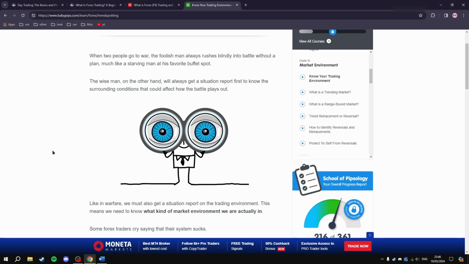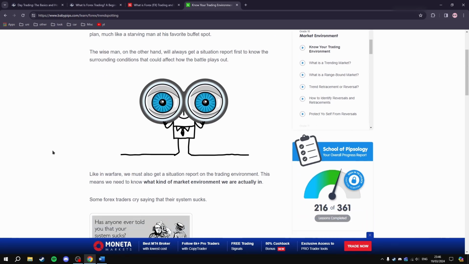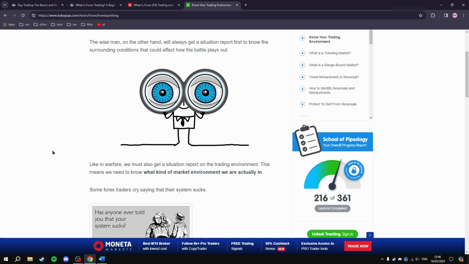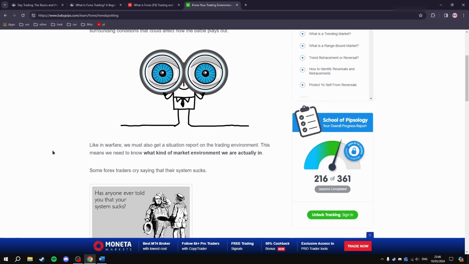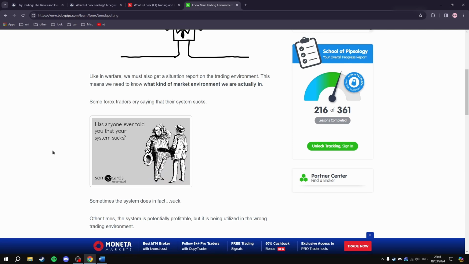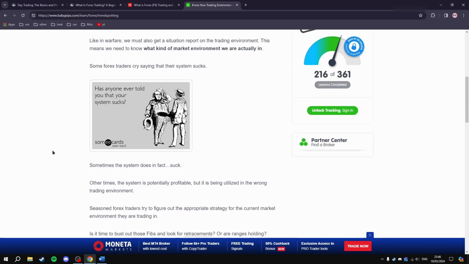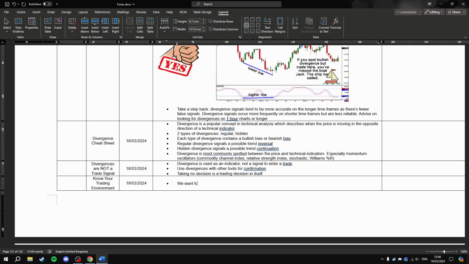When two people go to war, the foolish man always rushes blindly into battle without a plan, much like a starving man at his favourite buffet spot. The wise man, on the other hand, will always get a situation report first to know the surrounding conditions that could affect how the battle plays out. Like in warfare, we must also get a situation report on the trading environment. This means we need to know what kind of market environment we are actually in.